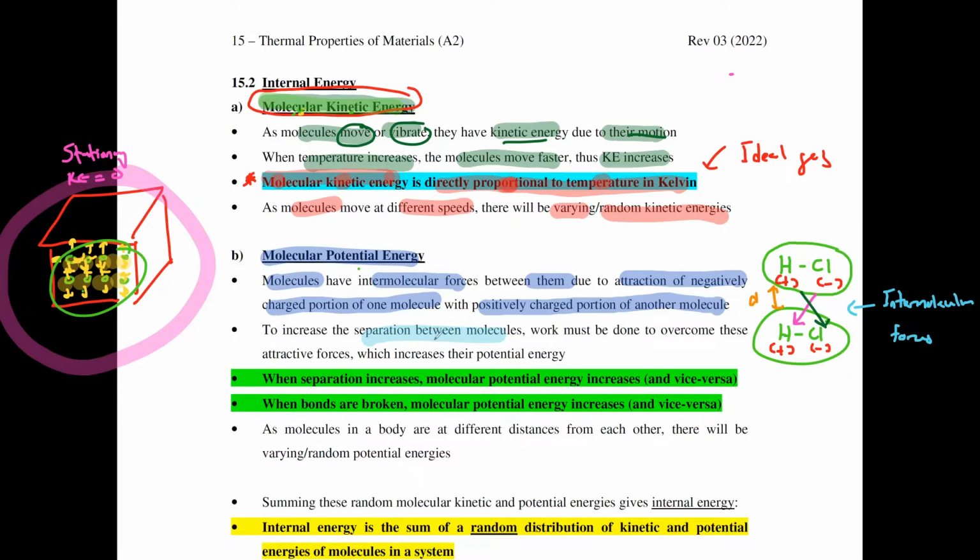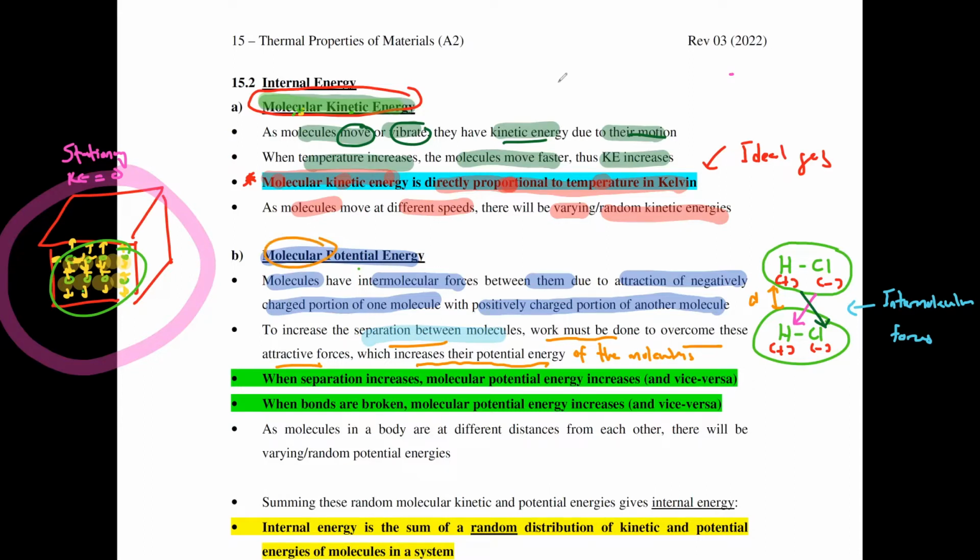If you want to increase the separation, you actually have to overcome the attractive forces. So work must be done to overcome these attractive forces. You learned that under AS physics last time, when you do work, it usually is used to increase the energy of something, right? So in your case, it's actually increasing the potential energy of the molecules. Hence the word molecular potential energy here.